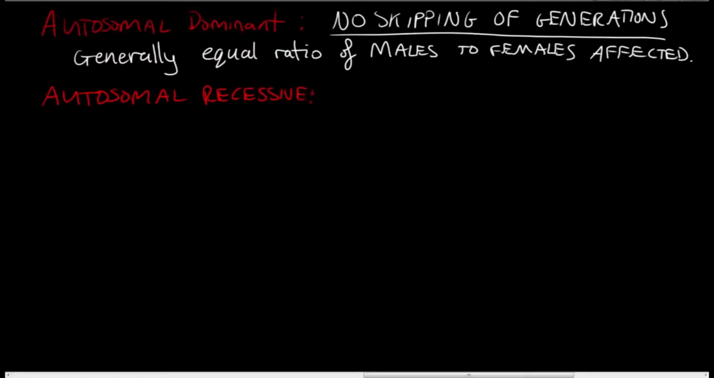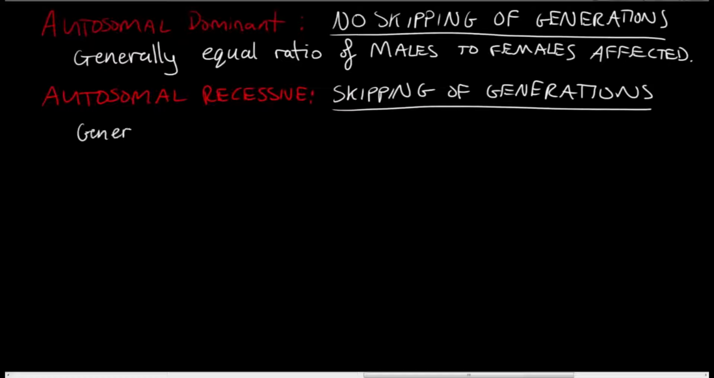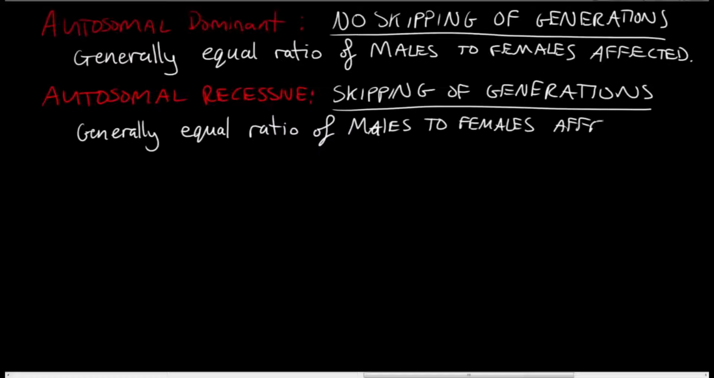Autosomal recessive, with this type of pattern, there's skipping of the generation, so sometimes you won't see the trait in a generation, and then it'll just reappear suddenly. And again, generally there's an equal ratio of males and females affected.